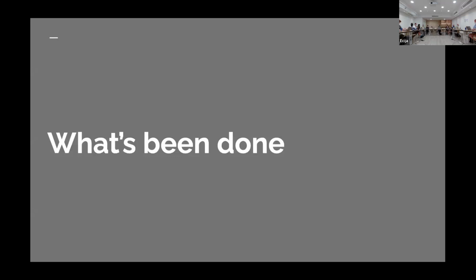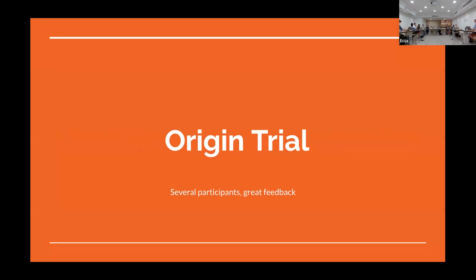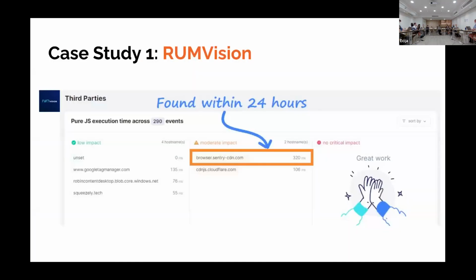What's been done so far in this feature? Most of this is implemented in Chrome. Currently, we're on Origin trial, meaning anybody can register their web page or library to enable this feature. We actually have several active participants that are providing feedback. I'll share a bit. One is RAM Vision. They already provide this in their dashboards.